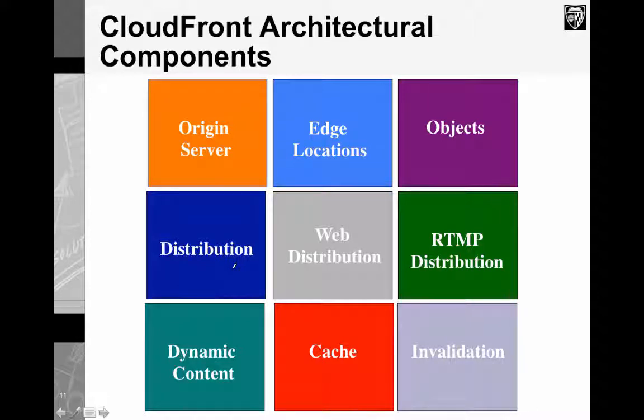Let's look at the CloudFront architectural components. There are 9 architectural components that I would like to discuss. They are origin server, edge locations, objects, distribution, web distribution, RTMP distribution, dynamic content, cache, and invalidation. Let's look at each one of these components in more detail so we understand CloudFront better. It's important to know these terms because many of these terms are CloudFront related, and we also need to understand how they all fit together so that you can create a CloudFront distribution.